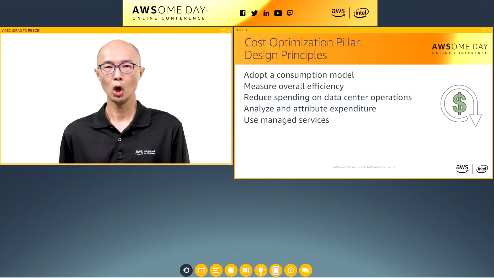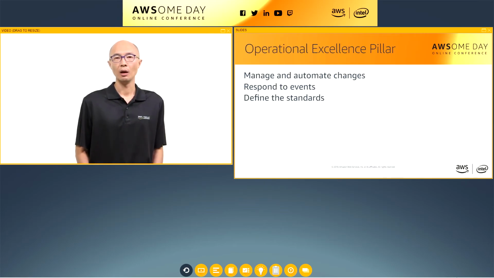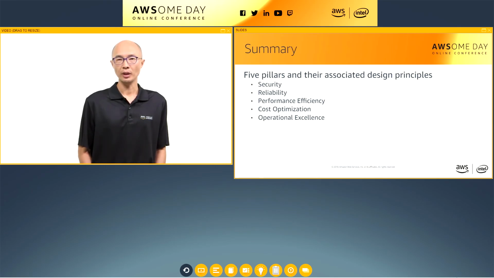The operational excellence pillar focuses on running and monitoring systems to deliver business value and continually improving processes and procedures. Key topics include managing and automating changes, responding to events, and defining standards to successfully manage daily operations. In summary, here are the 5 pillars that make up the AWS Well-Architected Framework.